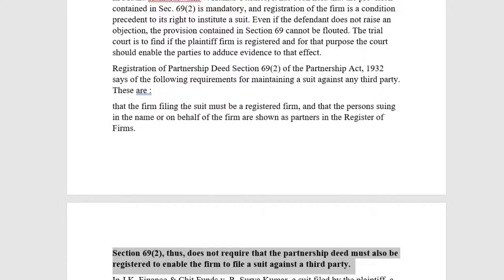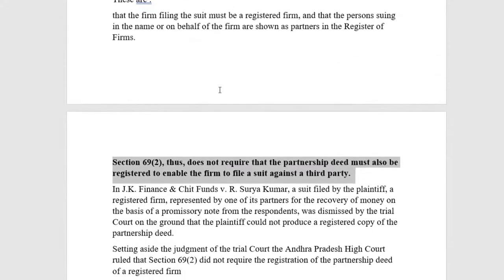But if the partnership deed has not been registered, then there will not be much significant consequences. So we can see here, registration of partnership deed under section 69 clause 2 says the following requirements for maintaining a suit against a third party: the firm filing the suit must be a registered firm, and the persons suing in the name of the firm must be shown as partners in the register of firms.